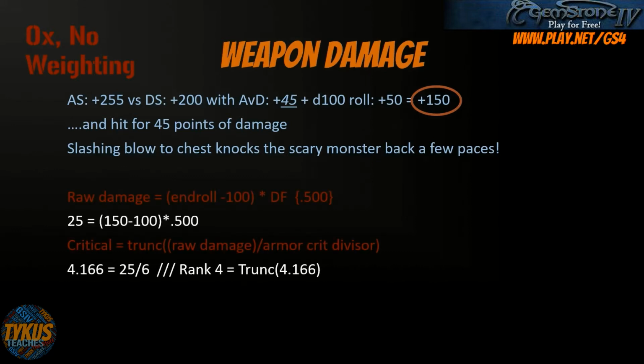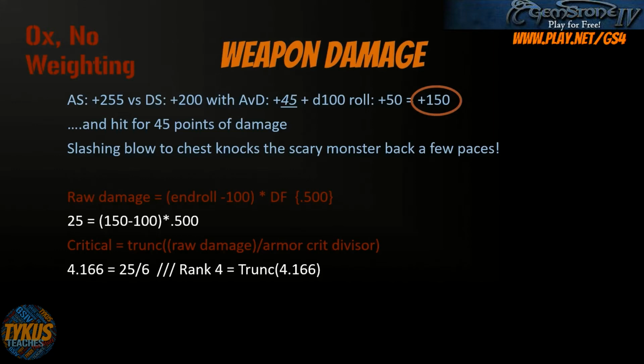To determine the amount of damage that we will apply to our adversary and the critical rank of a wound we will inflict, we need to determine both raw damage and critical rank. Raw damage is simply the end roll minus 100 multiplied by the DF, the damage factor. And we looked earlier and saw that this damage factor is going to be 0.500. So 150 end roll minus 100 is 50. Multiply that by our DF of 0.500, and we end up with a raw damage of 25.